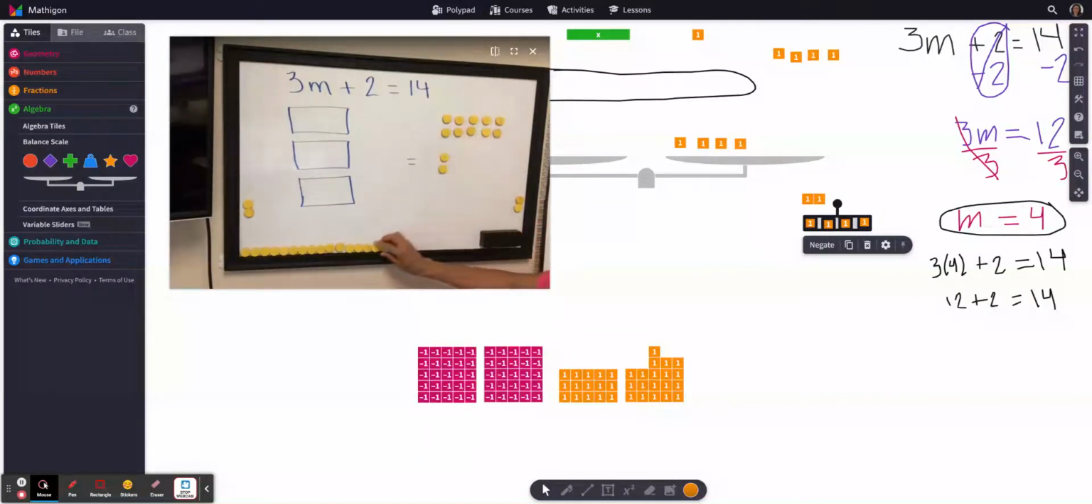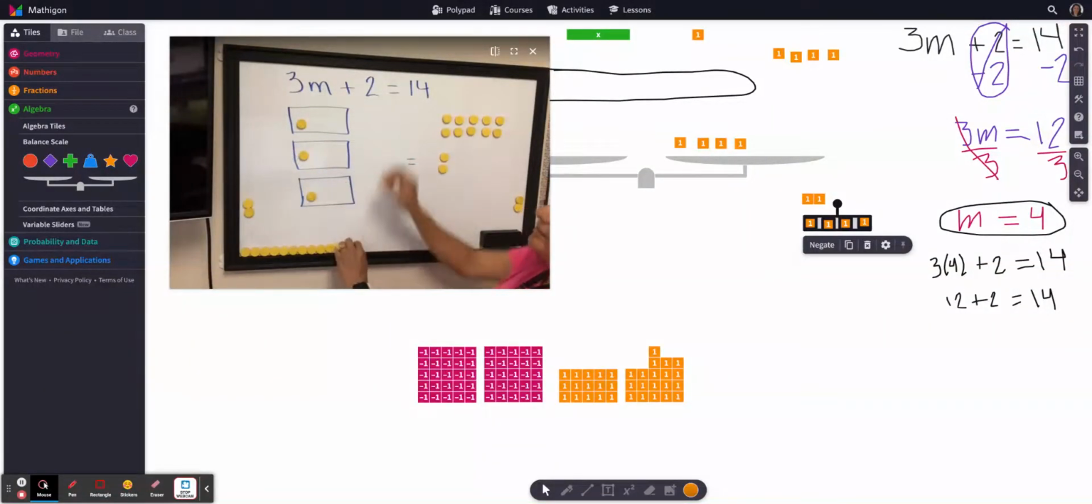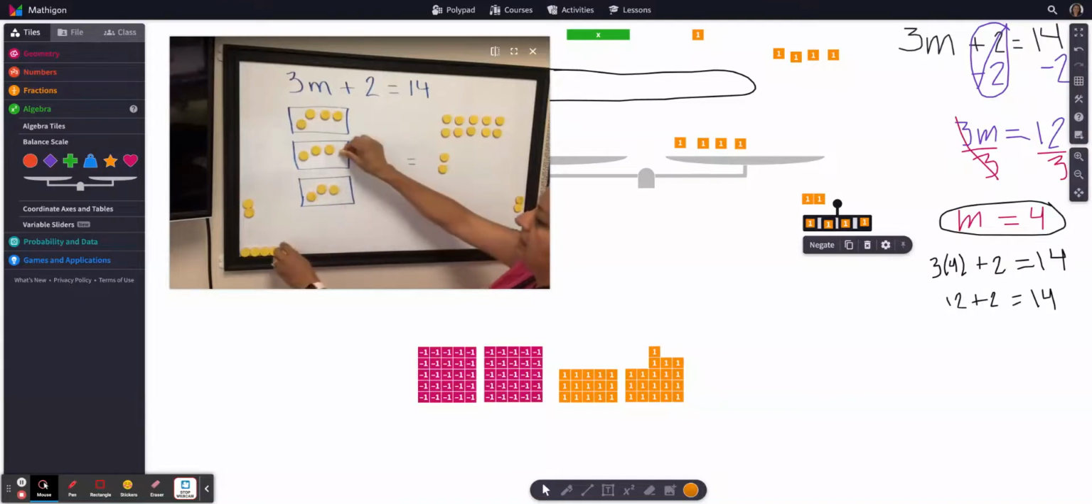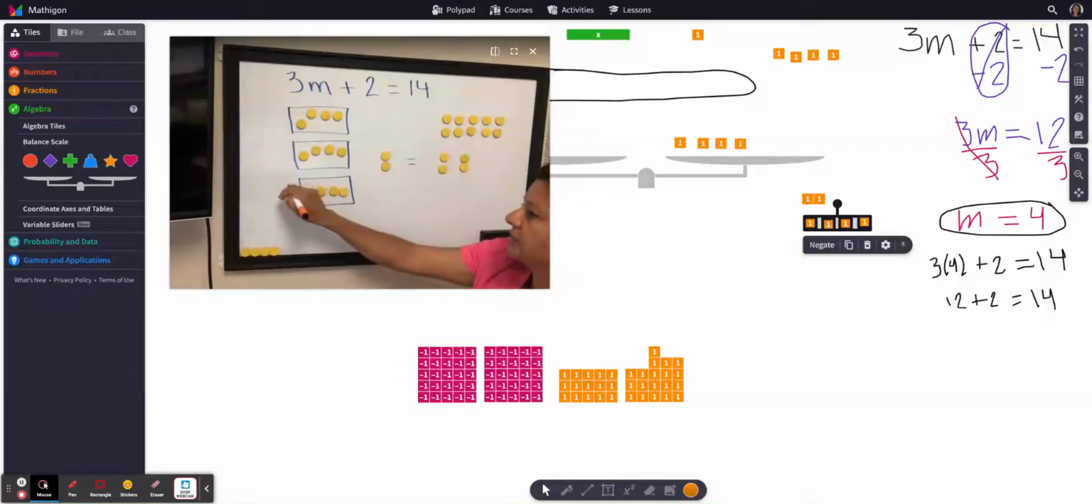In order for me to have 12, I could take 12 counters and do the same thing like what I did in the virtual manipulatives, and split them evenly between all three. So that's 9, 3, 6, 9, 10, 11, 12. So right now I have 12 there. The two that were on the outside would be those two. So for a total of 14 counters, that means that each box, and again, each box represents m, would have 4 counters in order for me to have 14 altogether.